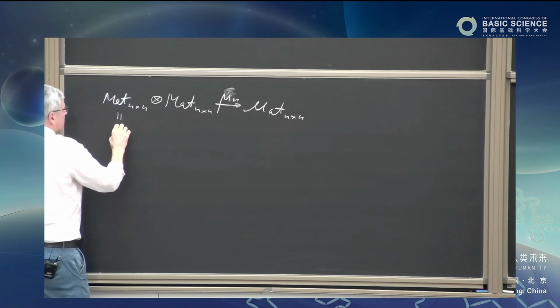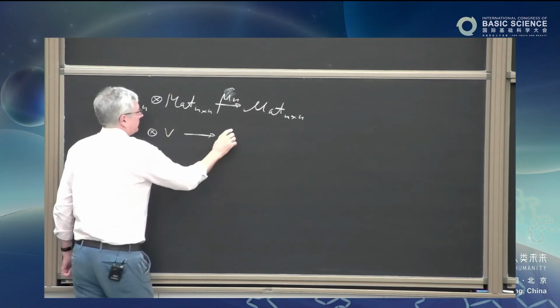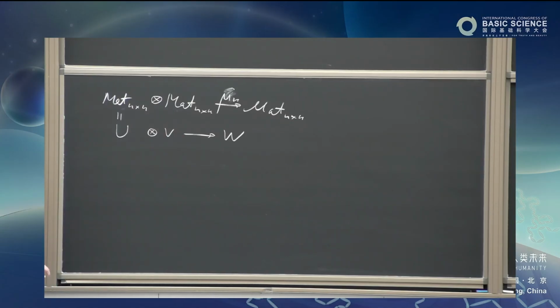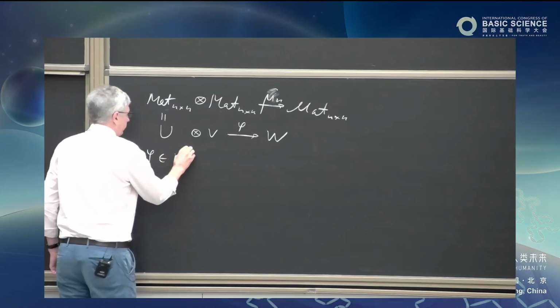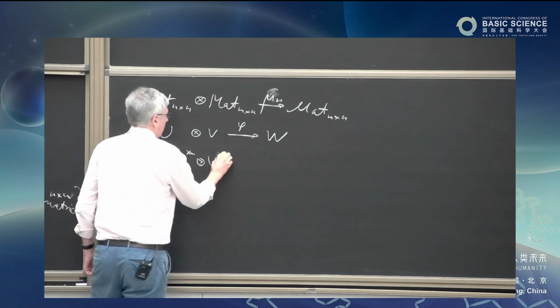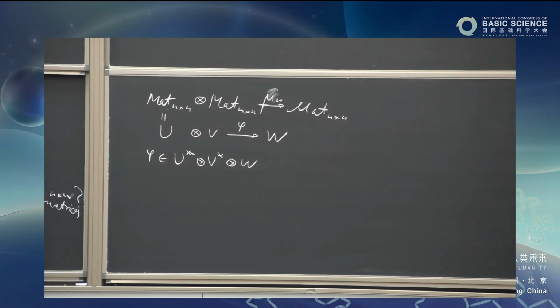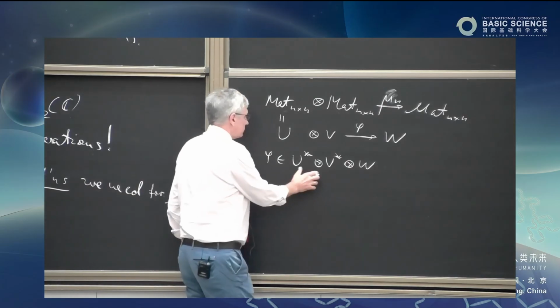So let's consider a more general case when we replace this space by U, this by probably another space V, and this by a third space W. So it's three vector spaces, and we consider some phi here. This phi is actually an element from U star tensor V star tensor W. So it's called a 3-way tensor or trilinear tensor.